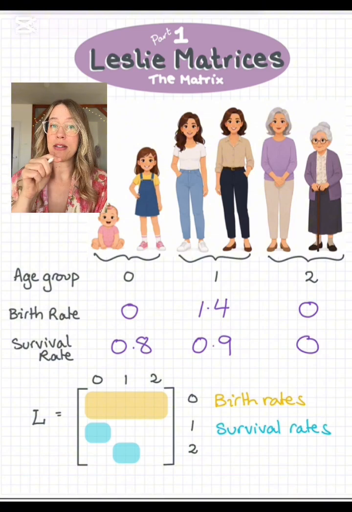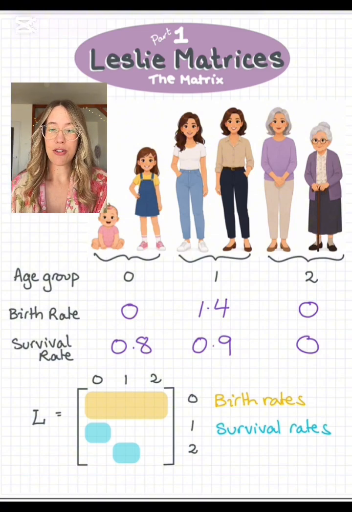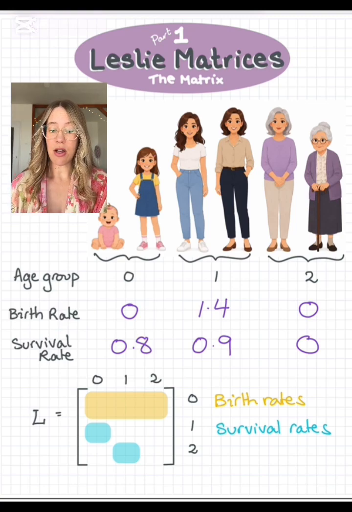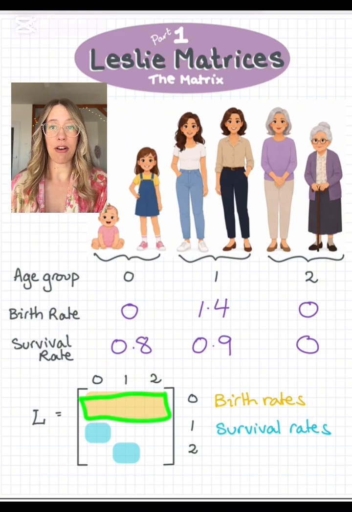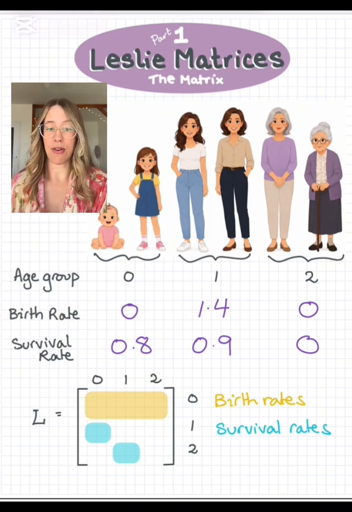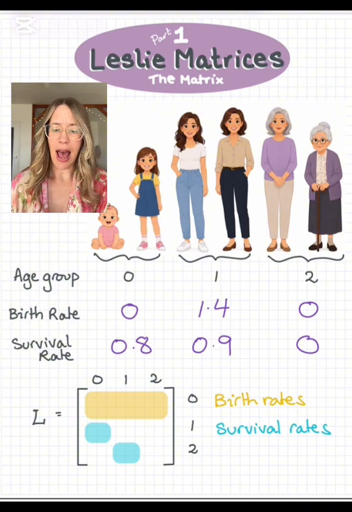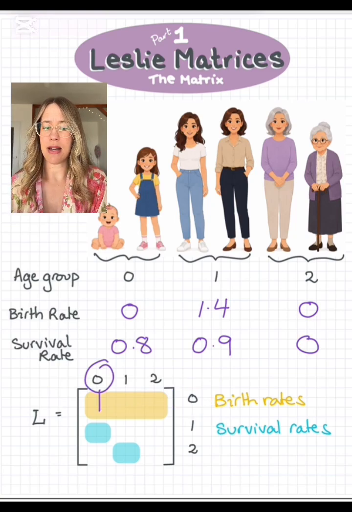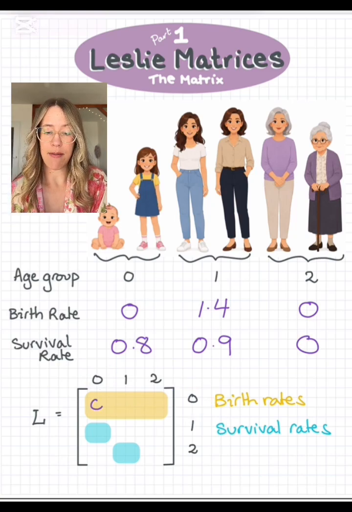Let's use these numbers to fill in the matrix. So our matrix is a little bit different than transition matrices. Our first row is something very special. It's just the birth rates. And think about it. Age group 0 producing age group 0. How many of them are having babies? None. So let's put a 0 there.